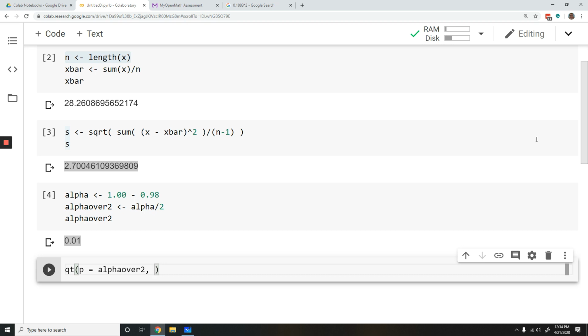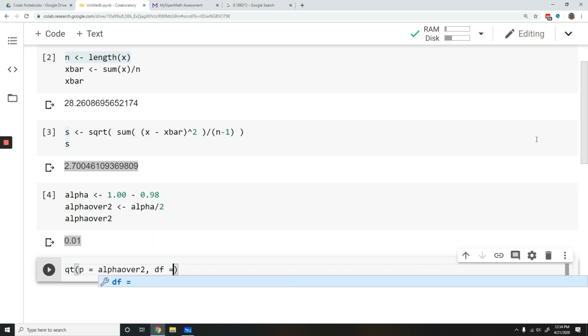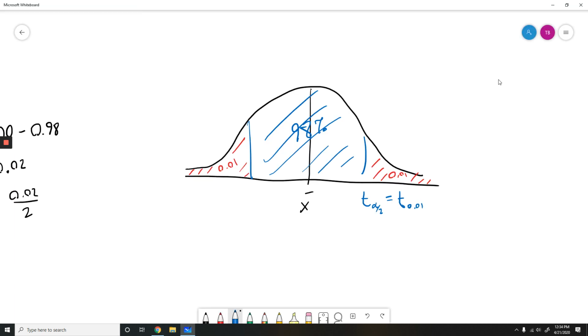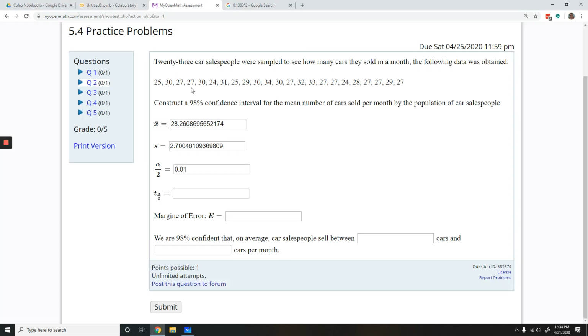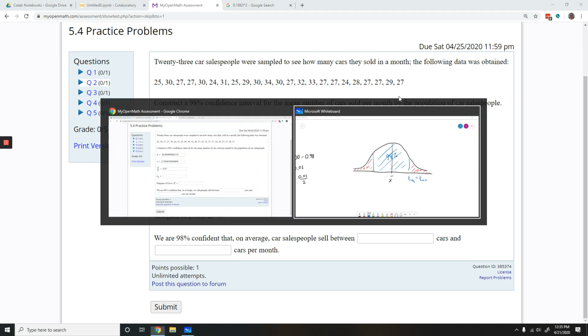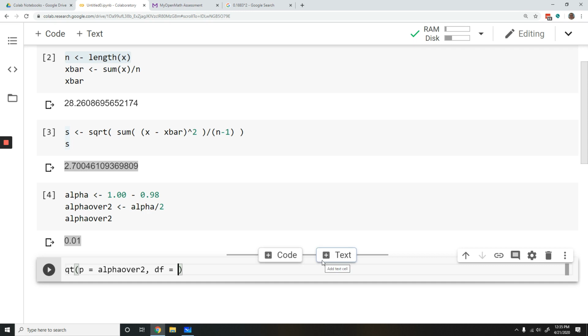Okay. Now, a difference between the t-distribution and the normal distribution is that the t-distribution requires degrees of freedom. The degrees of freedom will always be 1 less than our sample size. So in our case, we have 23 car salespeople. So we have 23 data points. So our degrees of freedom is 22, 1 less than 23. You could also type in n minus 1, because n is the sample size, and so we're just going 1 less than that.